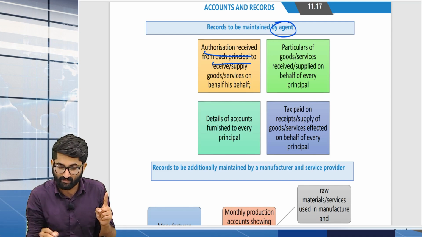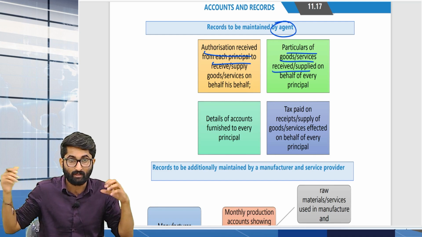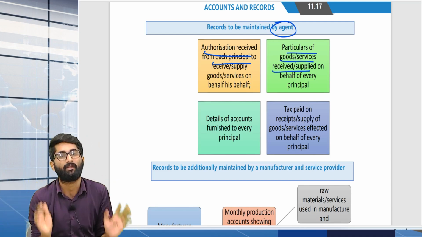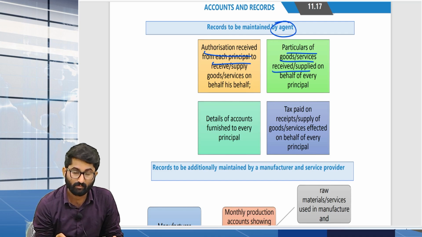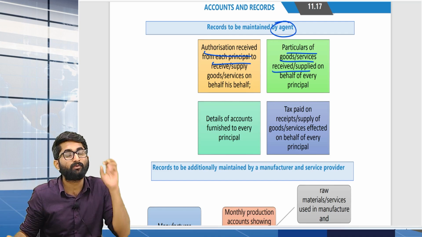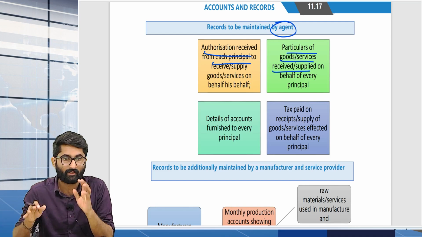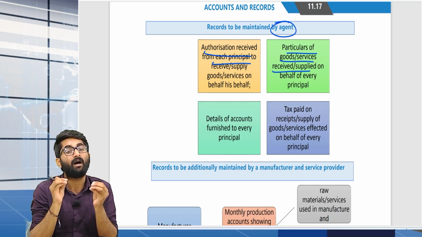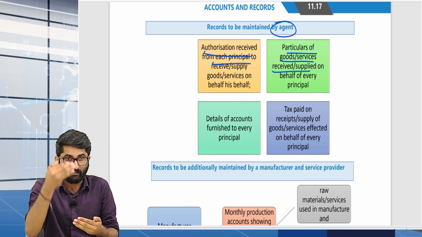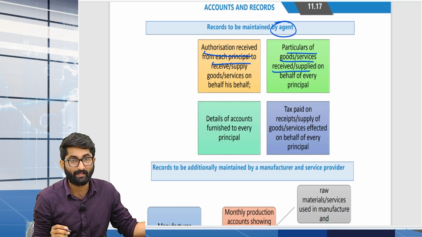Plus, particulars of goods received or supplied on behalf of the principal, if I am receiving some goods, that also I have to maintain. Next, every month or every week or every day or every year, I have to give some accounts. That means what goods are sold, what goods are there, what is not saleable, all these things. As an agent I have to maintain one account, and this account I have to give to my principal.